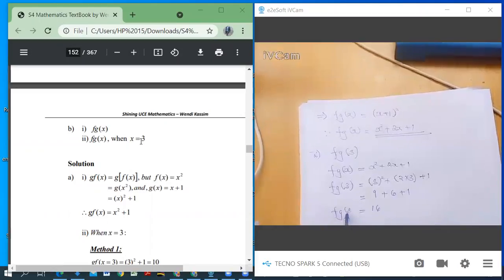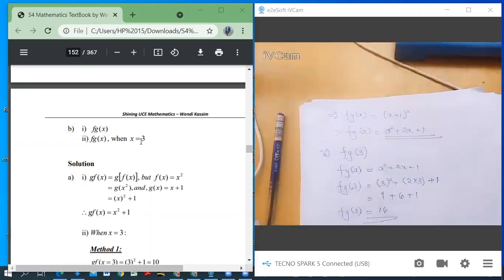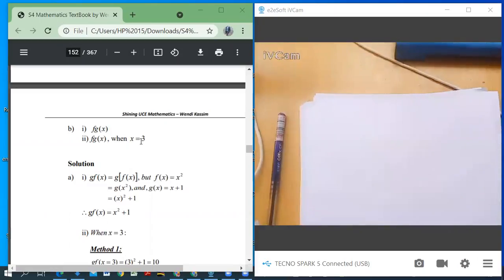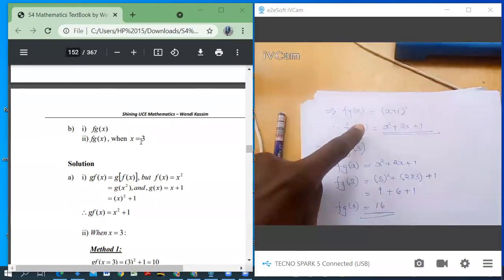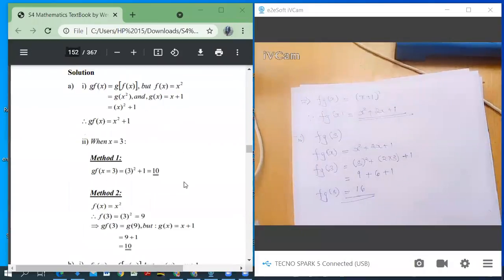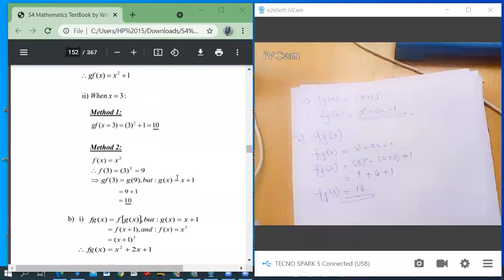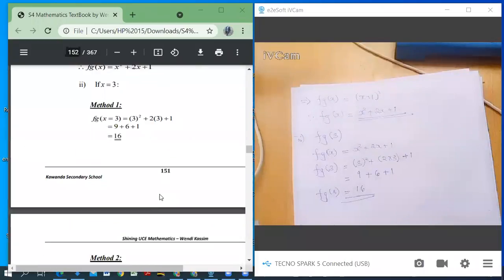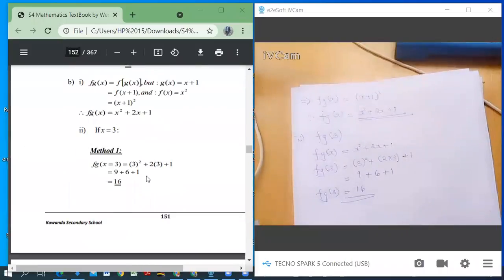With those two examples, what have you discovered? Who can tell us what you have discovered in these two examples we have done? When you look at the first one, which was GF of X, not so, and FG of X, what have you discovered? Are they the same? No. So what does it mean now? What does it mean? So it implies now, members.